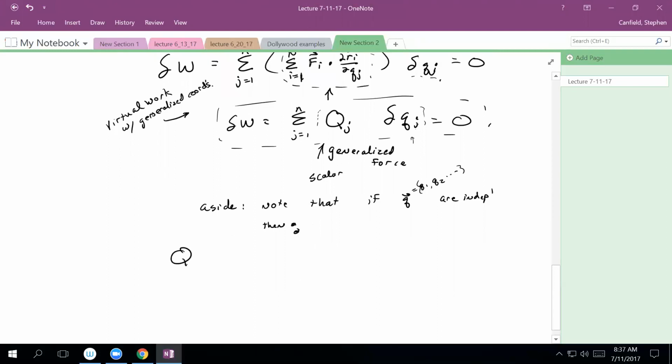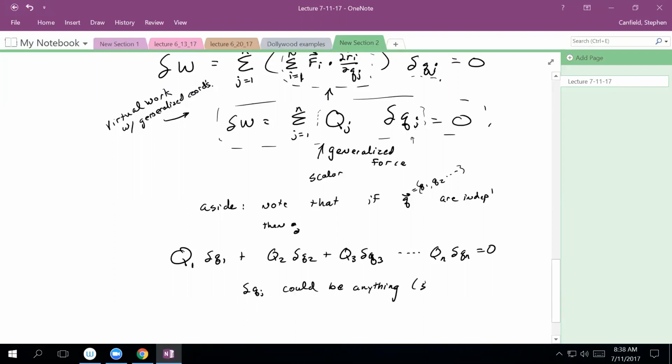So what does that mean? That means capital Q sub 1 times the little variation in q1, plus capital Q sub 2 times the little variation in q2, plus capital Q sub 3 times the little variation in q3, and so on, all the way out to capital Q n times the little variation in q sub n has to equal 0. That sum has to equal 0, right? Now, if my q's are independent, which means the variations of my q's are independent, then these things could be anything. They're a variation, right? If they're independent, they could be anything. And presumably, I could choose not 0 as something. So my delta q sub j's could be anything. They could be 0, but they could also not be 0.